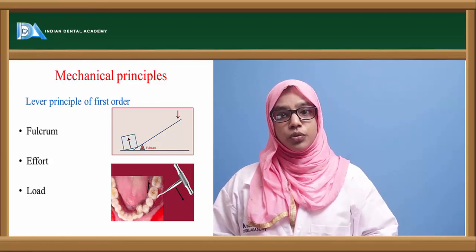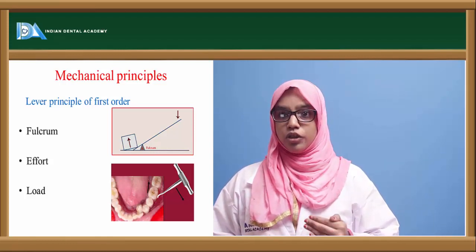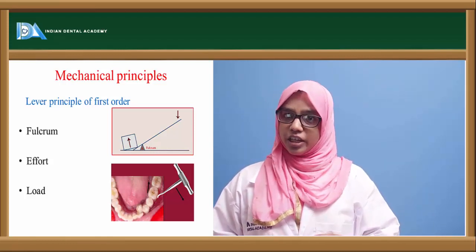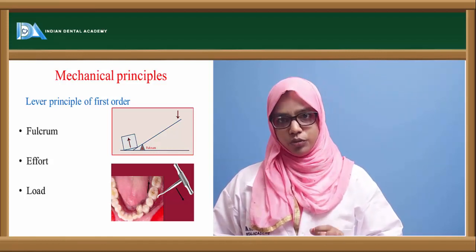Now this principle is used when you're using an elevator to extract a tooth. So when you're using an elevator, you will engage the tip of the elevator to the tooth, use the bone as a fulcrum and remove the tooth.